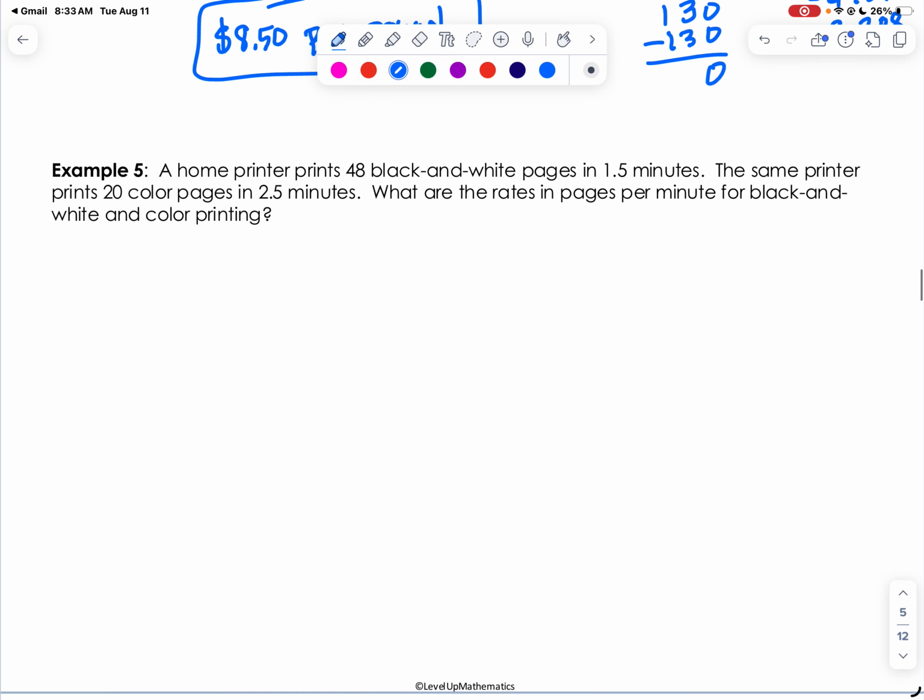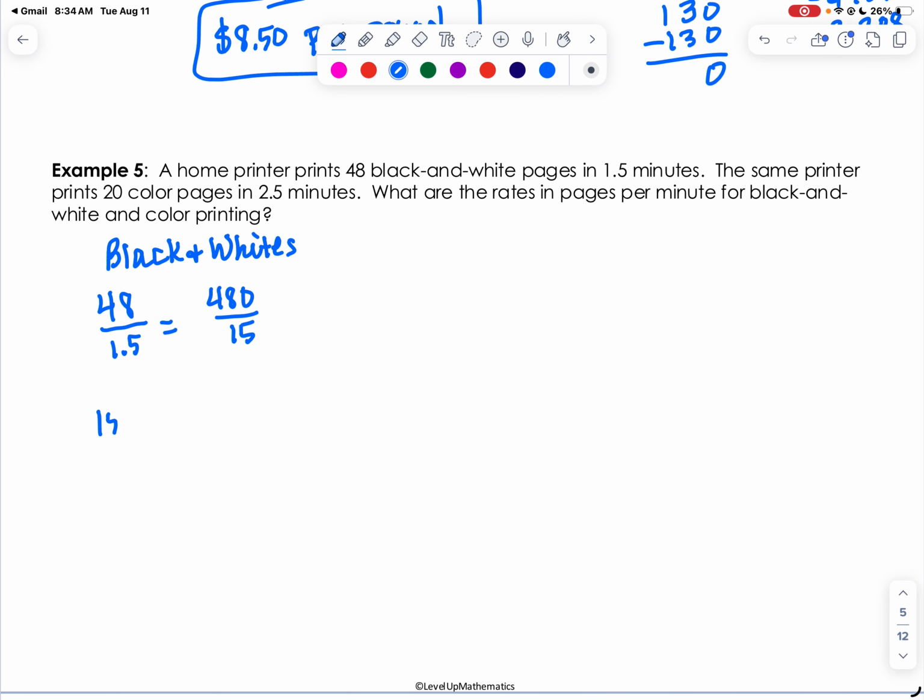A home printer prints 48 black and white copies in 1.5 minutes. The same printer prints 20 color pages in 2.5 minutes. What are the rates in pages per minute for black and white and color printing? So let's do black and white first. Black and white copies. So our original rate here is 48 copies in 1.5 minutes. Now remember, your divisor must be a whole number. So I'm going to multiply those both by 10. And this is what we'll divide.